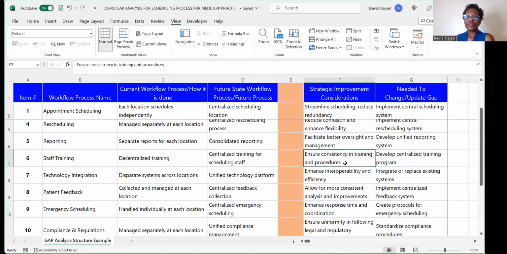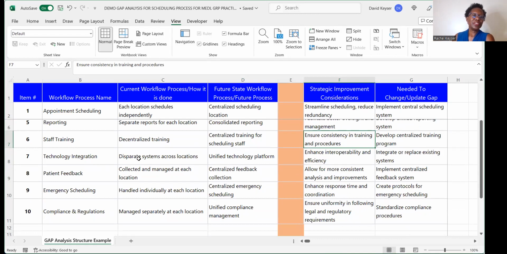And then here you ensure there's consistent training and procedures. So you develop a centralized training program, okay? People are trained the same way. Technology integration, disparate means they were different across the locations. So you create a unified technology platform, and because it's one, there's only that one. So everyone will see the same thing. So you ensure that interoperability is enhanced, and it creates more efficiency.